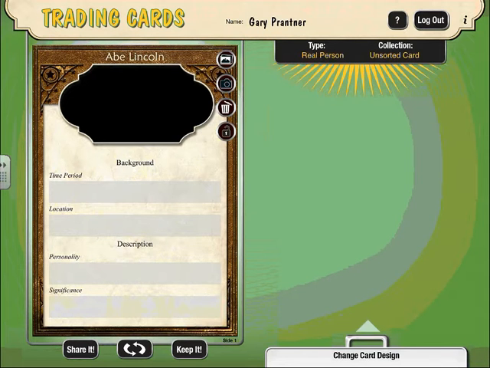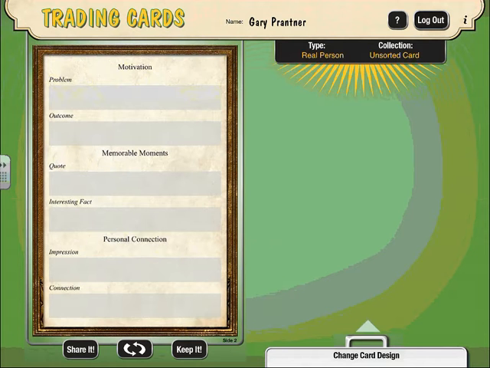Once the card has been created, in this blank square there, obviously you have to insert a picture. So you're going to have to go find a picture of this person, okay? And then you're going to put it in there. And then you have to go through and answer all these questions about them. So what time period were they alive? Where were they from? Description of their personality, description of their significance. In other words, what did they do historically that we care about, right? Why are we making this card about them?